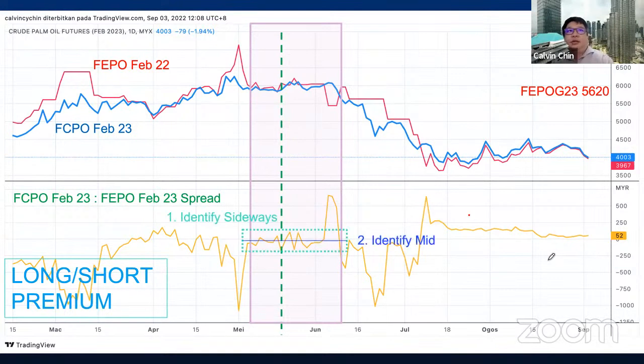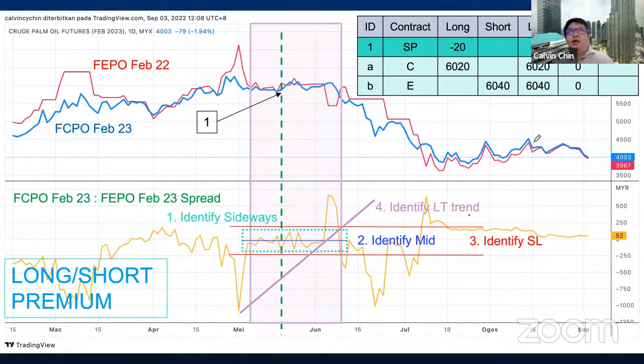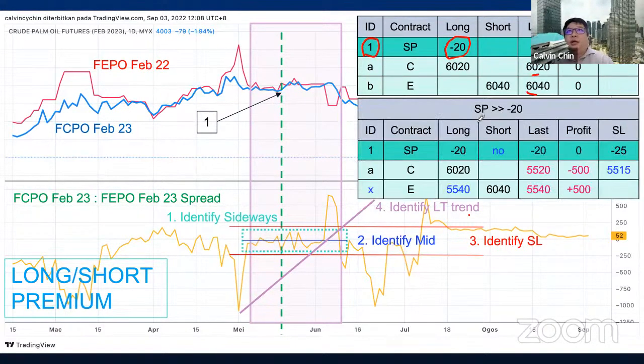Same method, the 4-5 steps. Okay, same case. We start with a long one, spread at 20, stop loss minus 25. Of course, we have the leg here. Maintain 20.